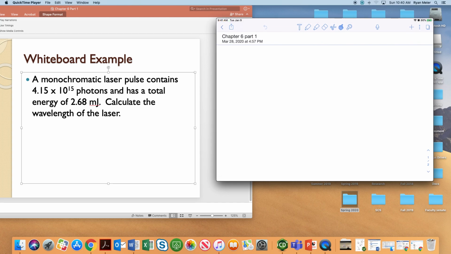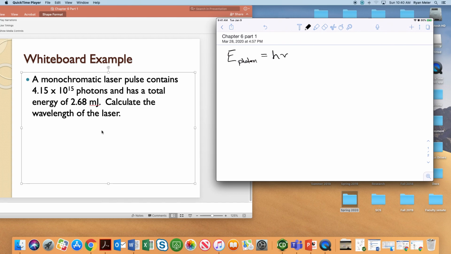So for us to find that wavelength, we're going to have to use a couple of the equations we've now seen in this chapter that deal with energy and that relate wavelength and frequency. Because we just saw from the photoelectric effect slides that the energy of a single photon is equal to Planck's constant times the frequency.